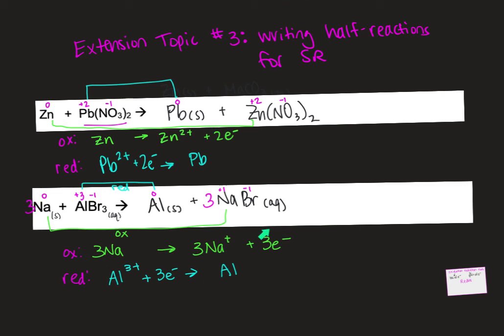So here you have to add 3 electrons because you need the charges to match on both sides. We have a 0 charge here, we have a +3 and a -3, going to give us a 0 charge here as well. Also, the number of electrons we're losing, which is 3, is the same as the number we're gaining, which is 3, and that has to be the case.